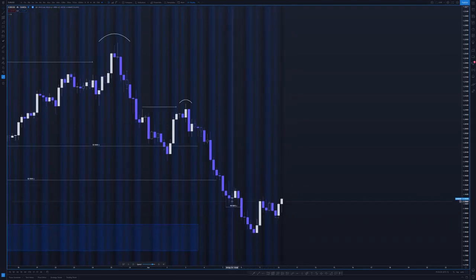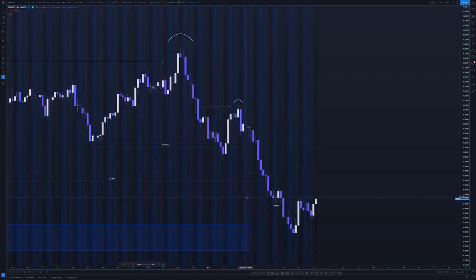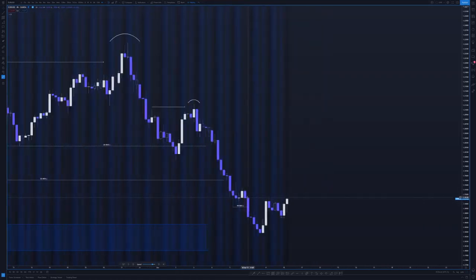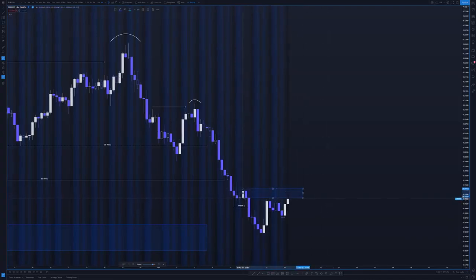Now I find more often than not that 4 hour order blocks tend to be pretty reliable. So let's mark that out. What I'm going to do is mark the last buy before the sell. So our last bullish order block before the selling pressure down here.